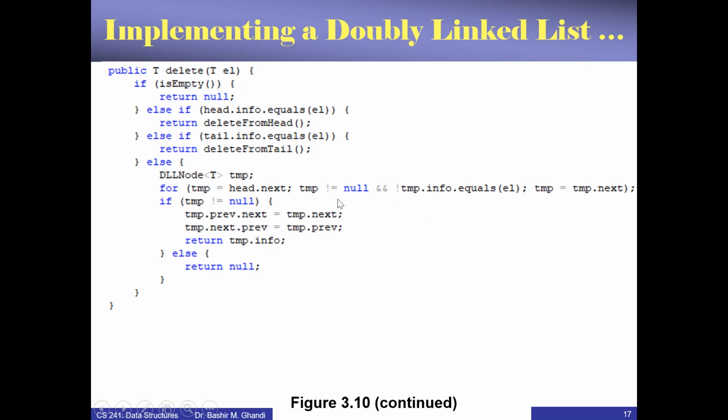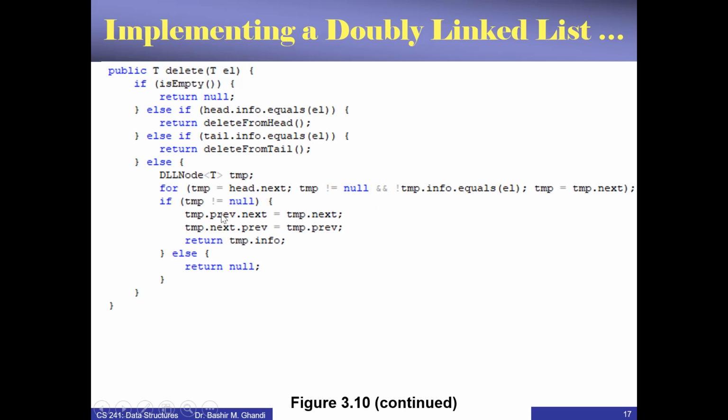There is nothing to do in the body, so there's no body for the loop, but the increment is just like the one we saw in singly. Simply move temp to the next node. So temp will keep moving until either it reaches the end of the list, at which time it will be null, or until it is pointing to our target. Therefore, after this loop, we need to check what is the condition of temp.